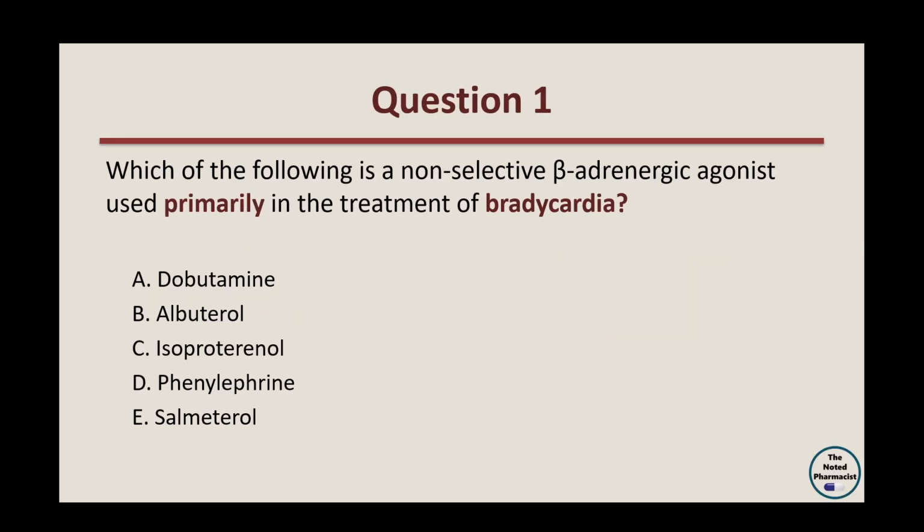Question 1. Which of the following is a non-selective beta-adrenergic agonist used primarily in the treatment of bradycardia? Option A, dobutamine. Option B, albuterol. Option C, isoproterenol. Option D, phenylephrine. Option E, salmeterol.